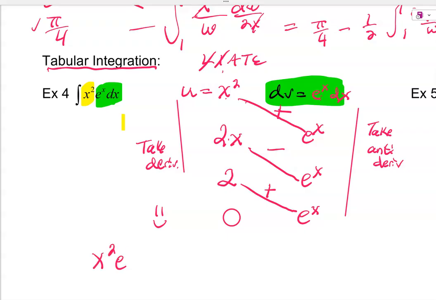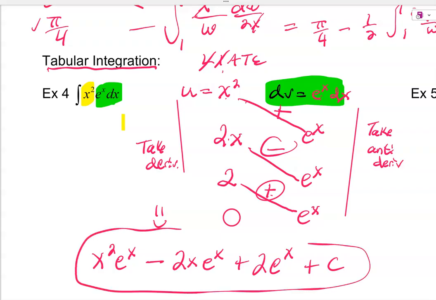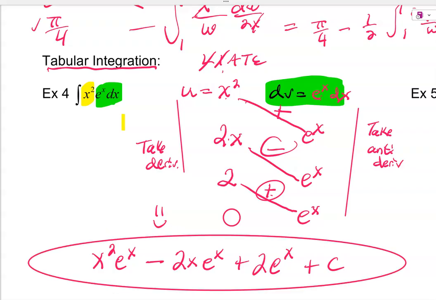This, x squared e to the x minus, you see your next one's a minus, 2x e to the x plus, now I'm going to have my plus, 2 e to the x, don't forget, end with a plus c. Oh my gosh. That gets used a lot. And best of all, the College Board will recognize this as a valid method. This is called tabular integration by parts.